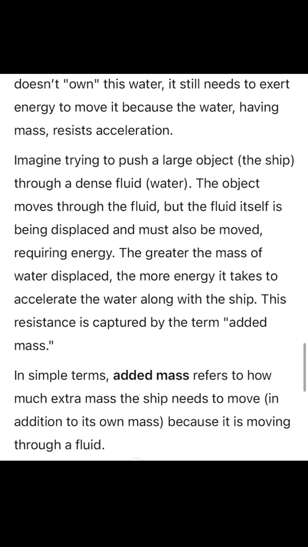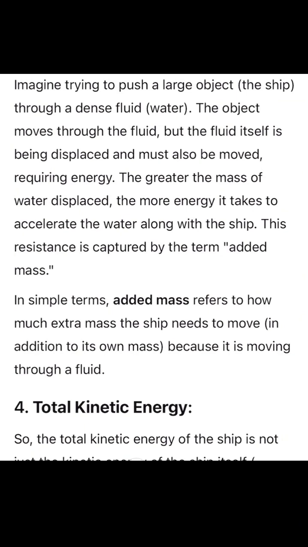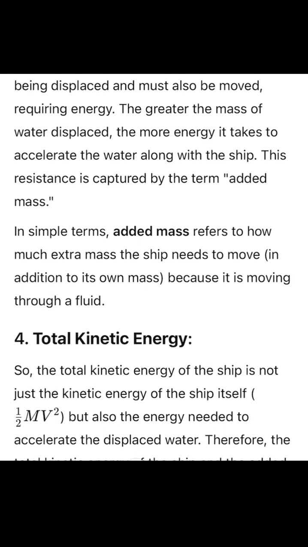Imagine trying to push a large object, like in this case a ship, through a dense fluid. The object moves through the fluid, but the fluid itself is being displaced and must also be moved, requiring energy. So we need to put in some additional energy to move not only the ship but also the fluid through which the ship is moving. The greater the mass of the water displaced, the more energy it takes to accelerate the water along with the ship. This resistance is captured by the term added mass.